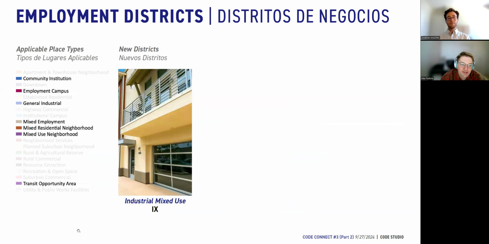So looking at these districts in terms of what place types they're implementing, looking first at industrial mixed use district, although it hasn't been mapped, we generally are seeing that this could be the most applicable to certain areas within community institution, the employment campus, general industrial, perhaps, where some of those uses might be transitioning away from heavier industrial and into lighter industrial, where mixed use is okay. Mixed employment, mixed residential neighborhood, mixed use neighborhood, and potentially in the transit opportunity area place type as well.